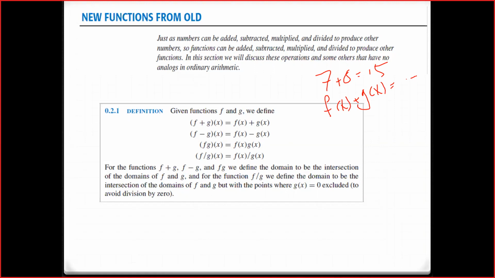Just as numbers can be added, subtracted, multiplied, and divided to produce other numbers, functions can be added, subtracted, multiplied, and divided to produce another function. Look here: the sum is f of x plus g of x, the difference is f of x minus g of x, the product is f of x times g of x, and the quotient is f of x divided by g of x.